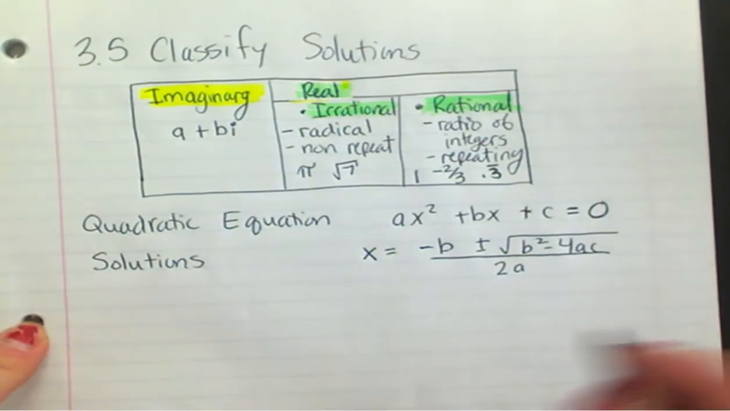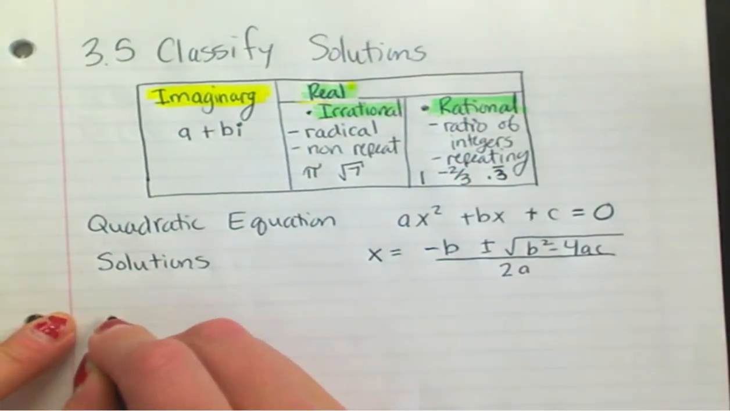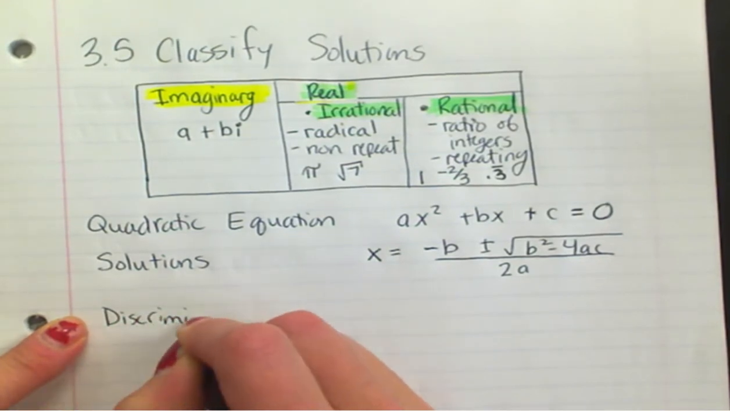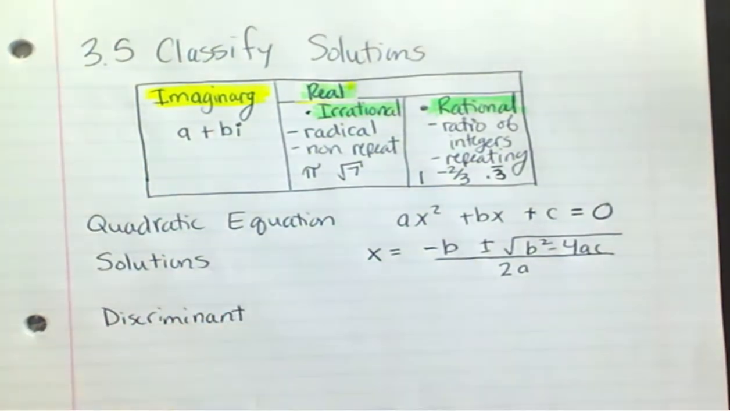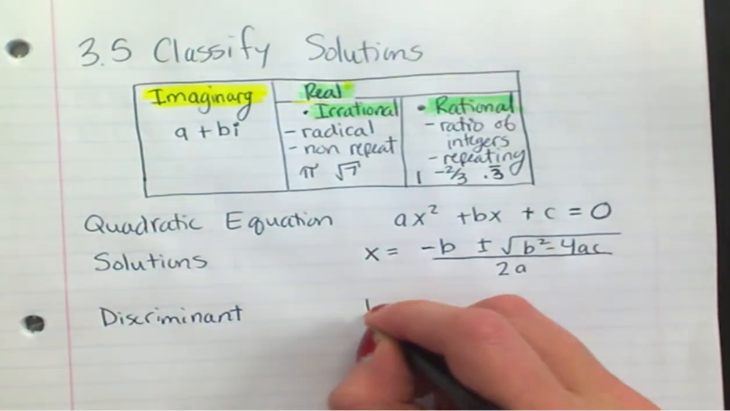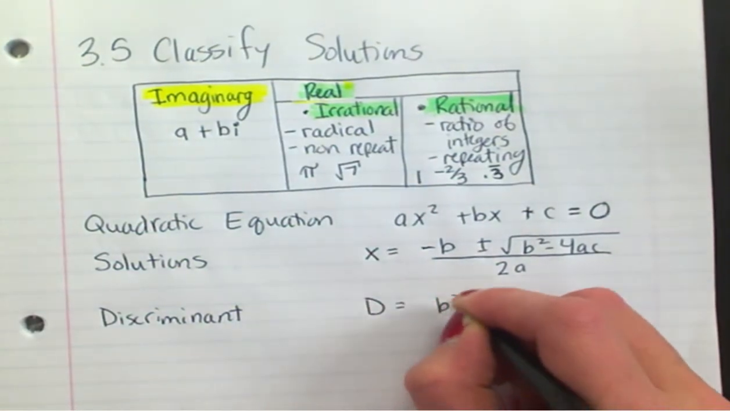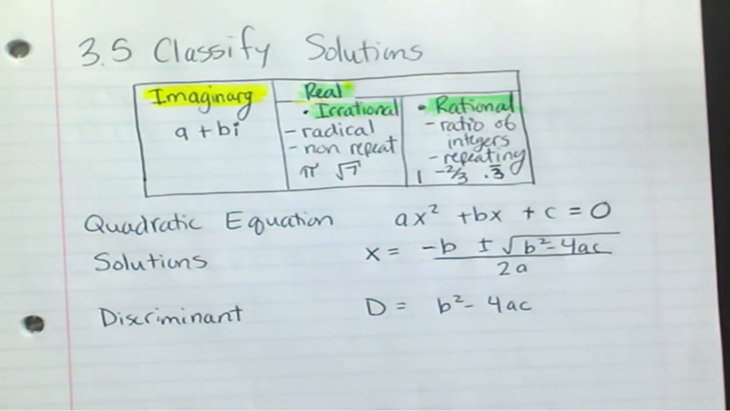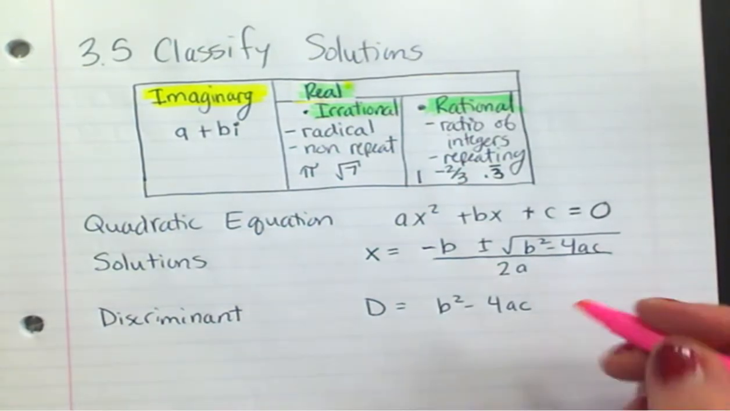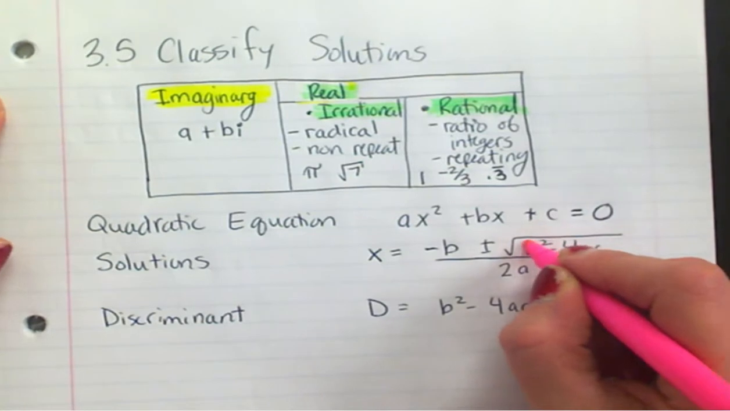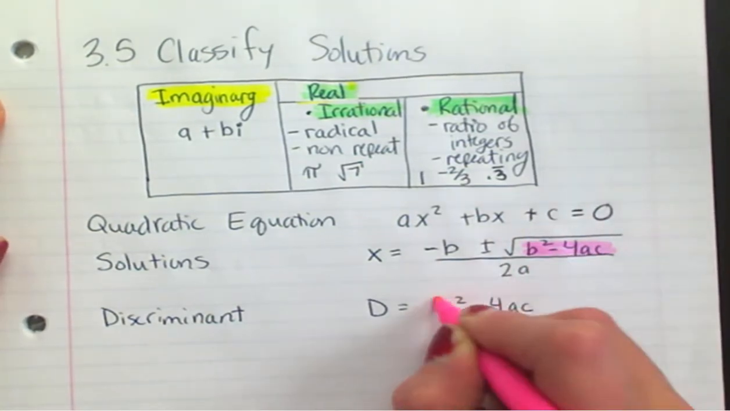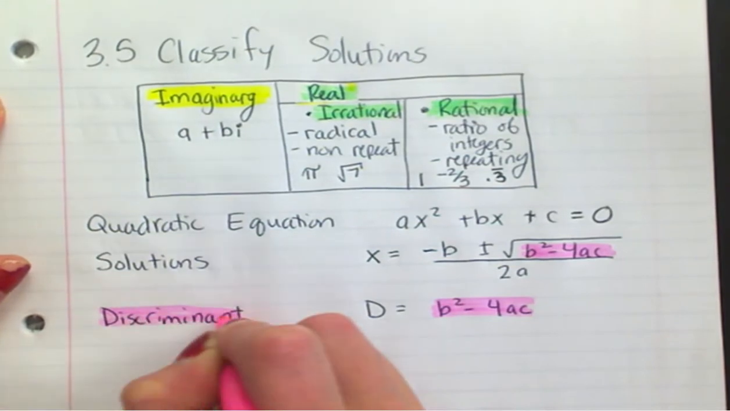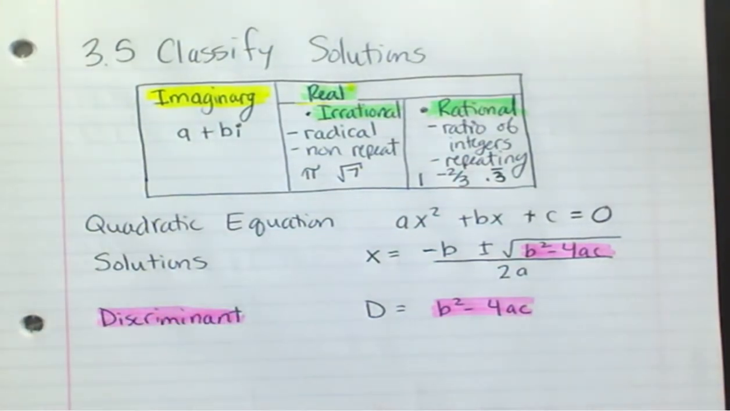We're going to define one more thing, and it is the discriminant. Okay. And the discriminant, I'm going to call it D, is just this part right here underneath the radical. That's it. The discriminant, and that's really what our lesson is about today, is just that part right there.